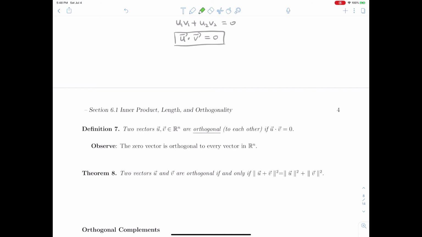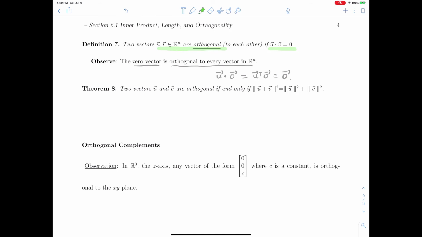So, two vectors u and v are orthogonal if and only if the dot product of u and v equals 0. And if you use this, we can tell that the 0 vector is orthogonal to every vector in Rn. This is because if you take the dot product with the 0 vector, then this equals u transpose times the 0 vector. And whatever you multiply 0 into, you will get the 0 vector. So 0 is orthogonal to every vector in Rn.